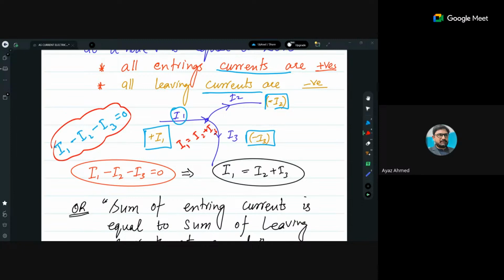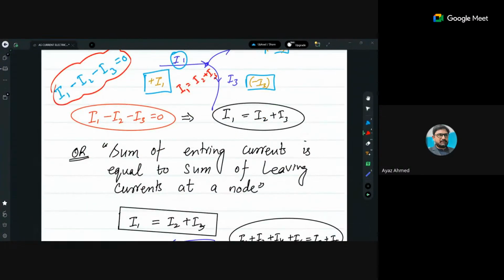So please keep this point with you, that all the currents entering the node equal all the currents leaving it. Will it be clear? Any confusion in that one?